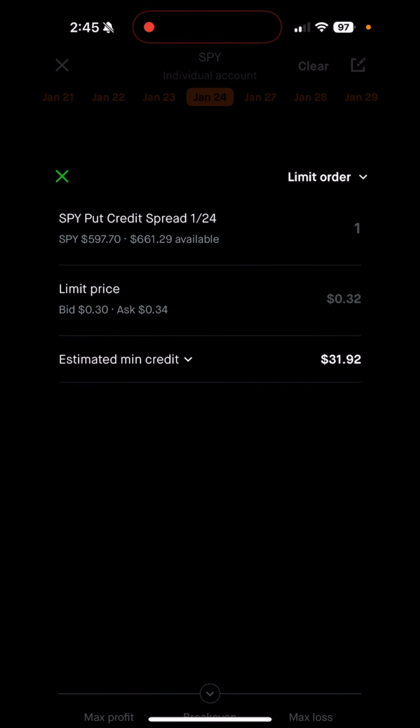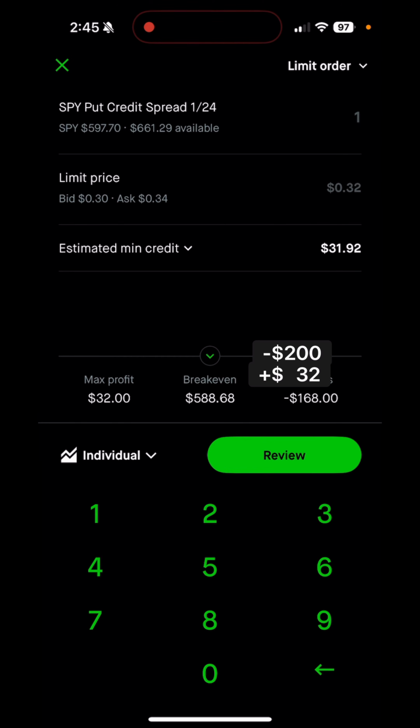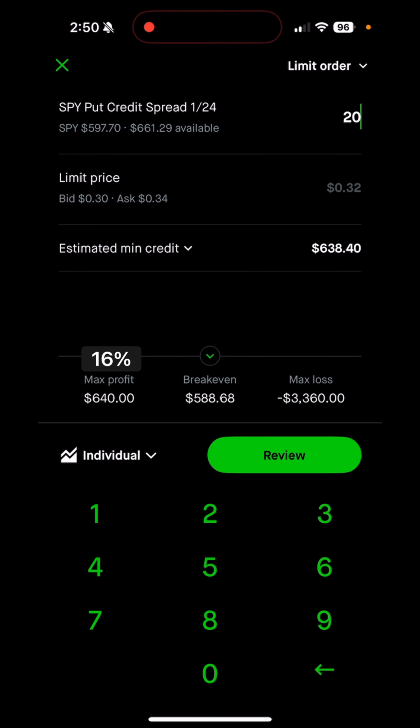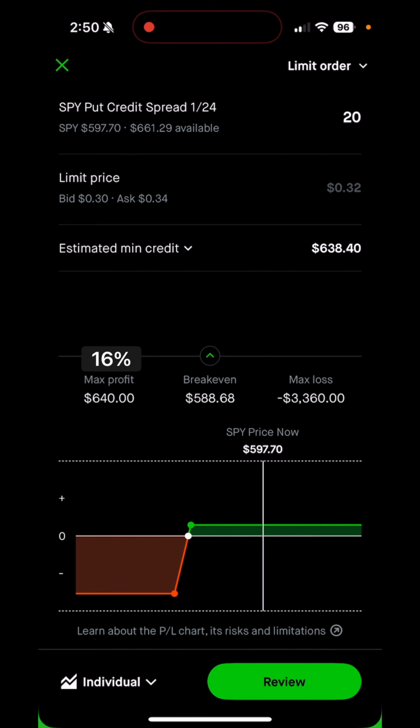contract. Here, we are fronting $200 for $32 worth of premium, with our max loss being $168. And for the sake of comparison and to keep the math easy, selling 20 contracts here would be a total of $640 of premium, requiring $4,000 of collateral with a max loss of $3,360. This is straightforward, a $4,000 bet that pays a 16% return as long as the SPY stays above 589.